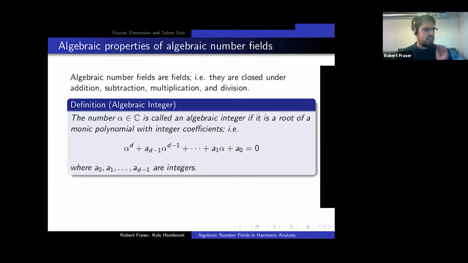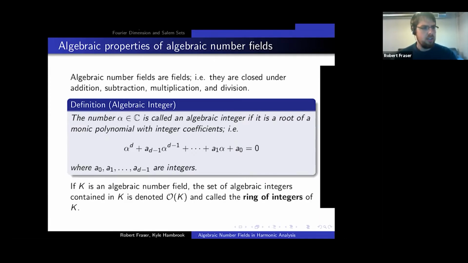And there's a very special subring of an algebraic number field. I'm going to get into what that is in just a second, but just a quick definition. An algebraic integer is an algebraic number that's the root of a monic polynomial with integer coefficients. So if you look at the set of all of the algebraic integers in an algebraic number field, that set is called the ring of integers of the number field, and it's denoted O of K.